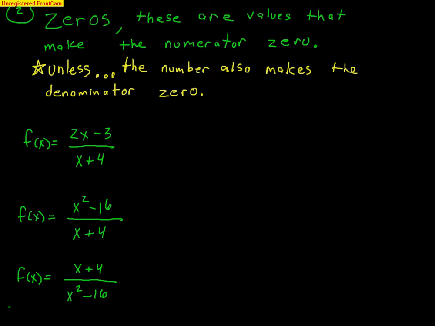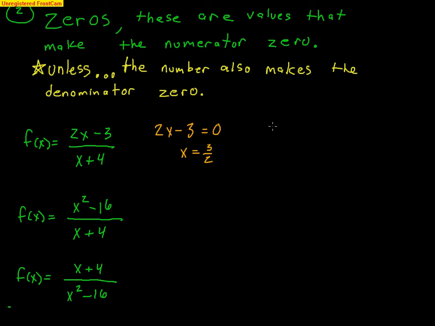So next up are zeros. Zeros are values that make the numerator 0, unless the number also makes the denominator 0 as well. And we'll show an example of that. Now, for example, if I'm looking at this function right here and I need to find the zeros, I'm trying to figure out what number makes the numerator 0. And 2x minus 3, I could add 3 and divide by 2, so 3 halves becomes my 0.